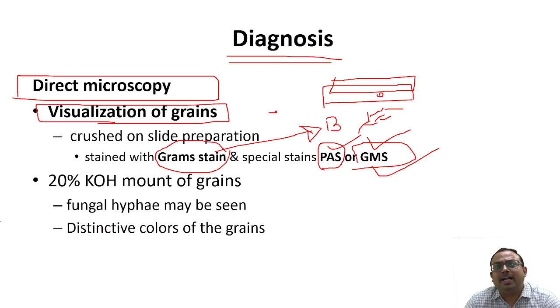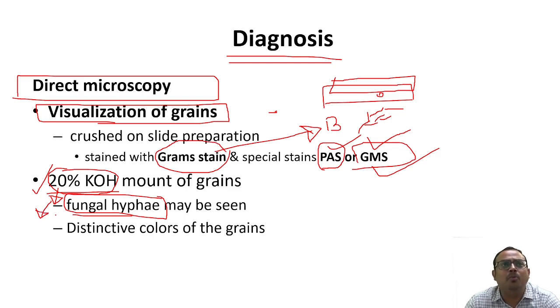Apart from this, you can visualize the granules using a 10% KOH mount, where if fungi are present, they will appear as fungal hyphae. Fungal hyphae will be visible. KOH will clear the cellular debris, and it will make the fungal hyphae more visible.